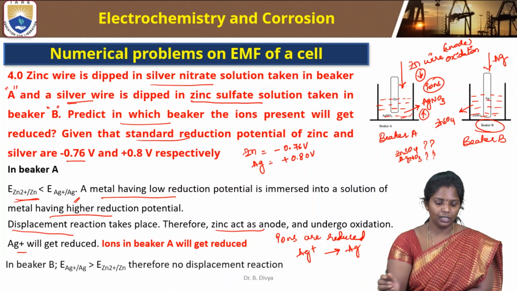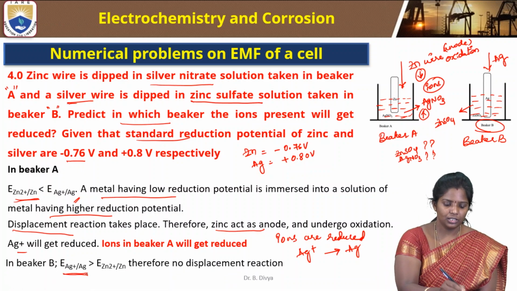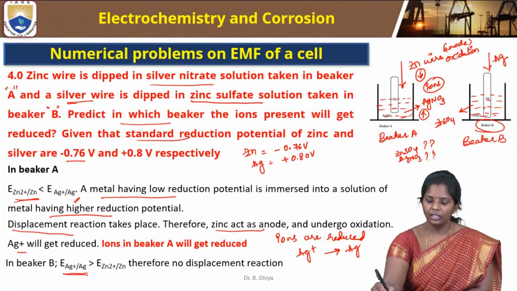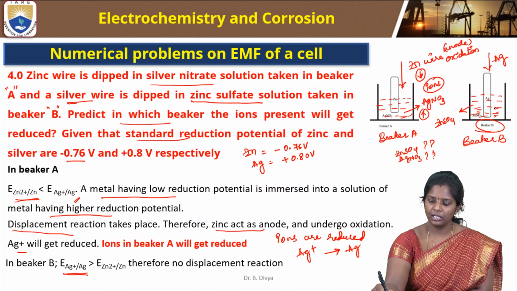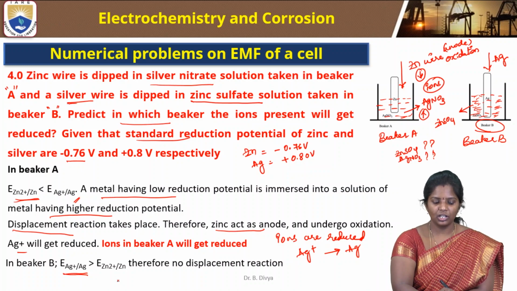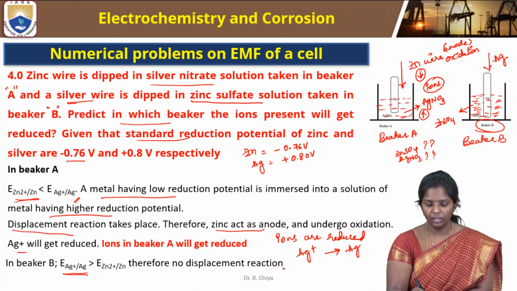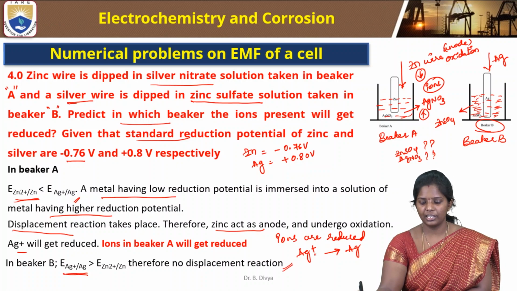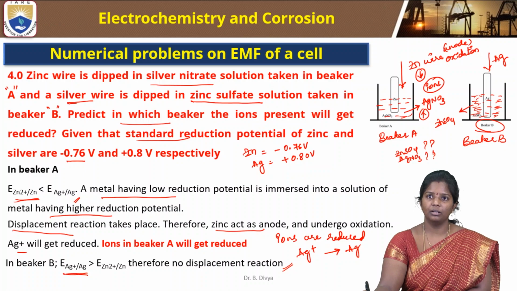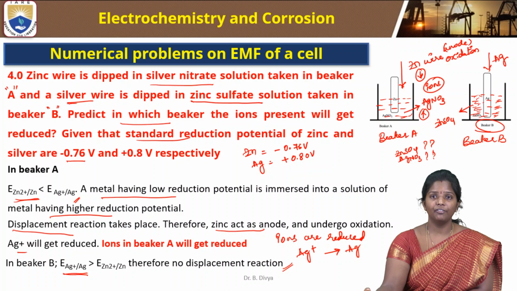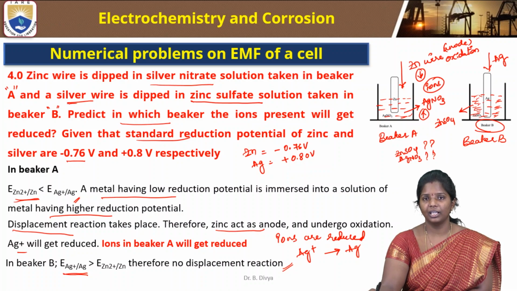And if we consider beaker B, the silver potential is very high compared to zinc. The zinc ions present here have very little potential compared to silver. Therefore, no displacement reaction will take place. So these are some of the things we have to understand depending on the electrode potential. Whenever they give electrode potentials, we have to predict whether a reduction or displacement reaction takes place depending on their electrode potentials.